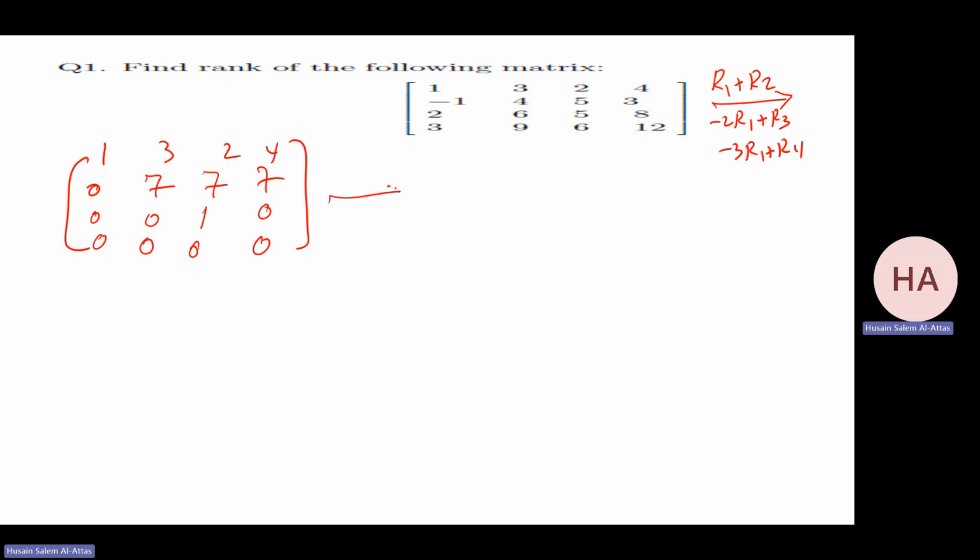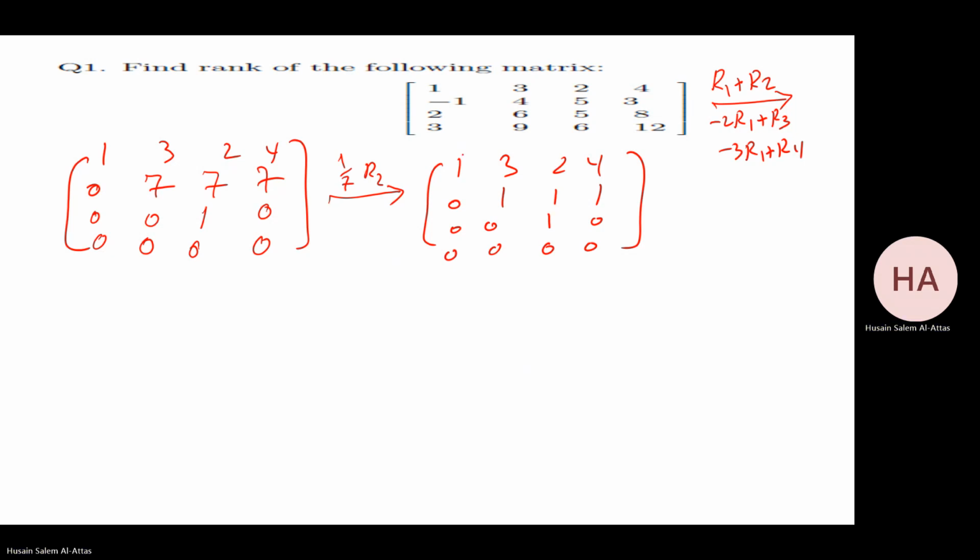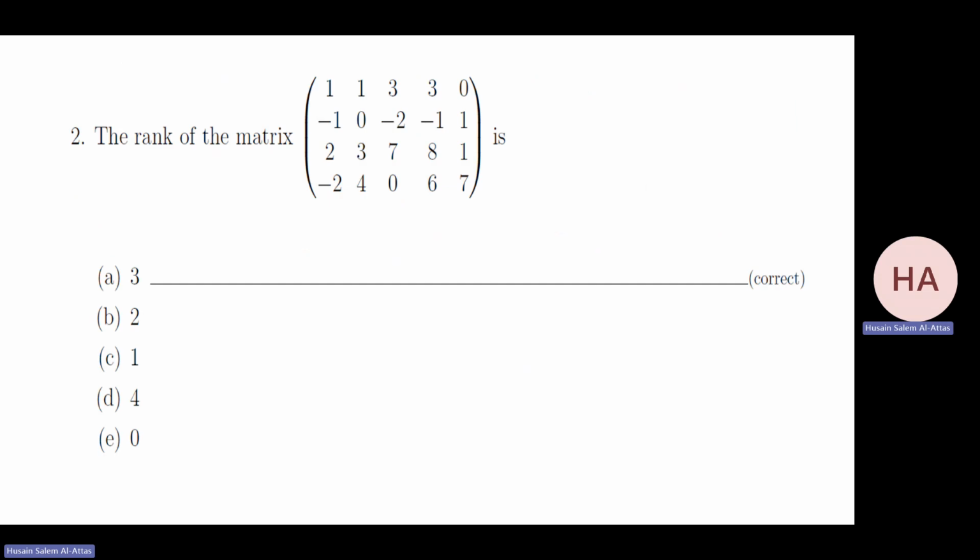Yeah, let me do it. I have 1 over 7 R2, 1, 3, 2, 4. That will be 0, 1, 1, 1, 0, 0, 1, 0, 0, 0, 0, 0, which is now in row echelon form. So how many non-zero rows do I have? I have these 3 leading, so the rank of A equals 3. Okay.